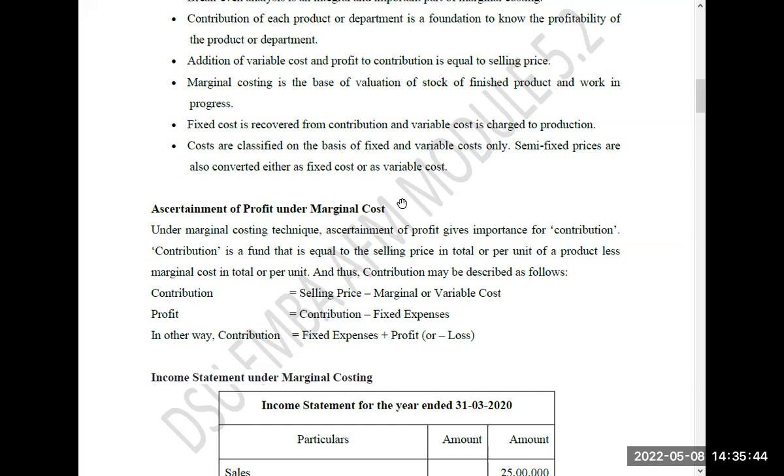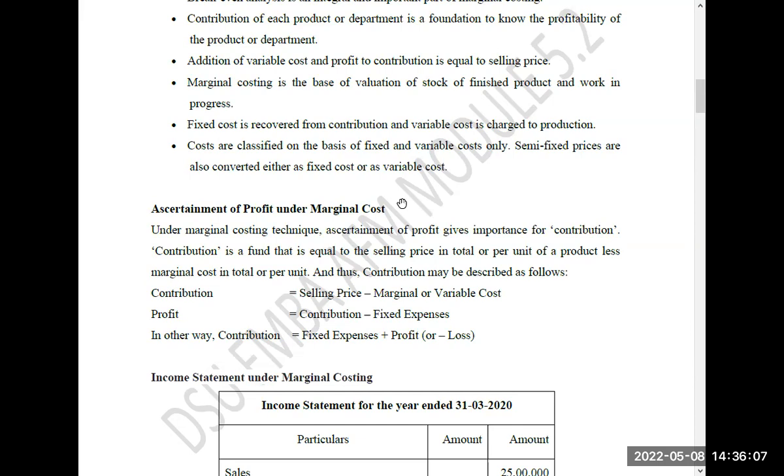That is called profit. Suppose fixed cost is 10 lakh, contribution is only 9 lakh. Then what will you call that difference? Contribution is 9 lakh, fixed cost is 10 lakhs. Loss or profit is equal to minus 1 lakh loss.